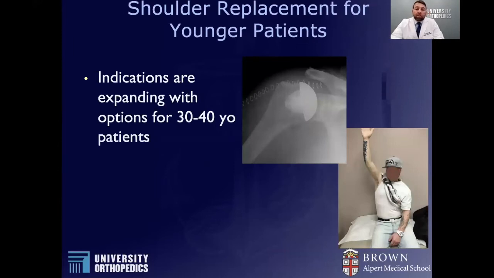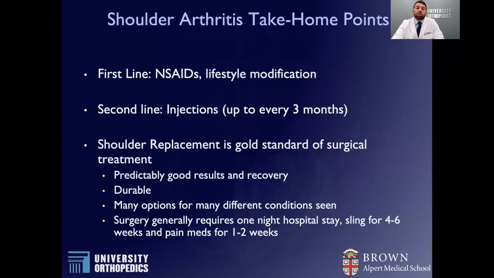What about younger patients? So indications are expanding, and there are certain conditions that can affect younger patients, whether it be a bad fracture or something else that's left them with arthritis in the shoulder. We have options for patients 30, 40, even rarely in their 20s if they have extenuating circumstances. And that's where some of these newer technologies, where we don't have to take away as much bone and they're easier to redo down the line if need be, allows us to do it in younger patients, like I said, 20, 30, 40 years old if they're the right patient.